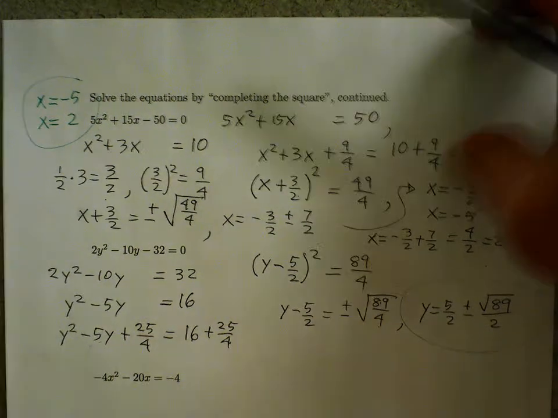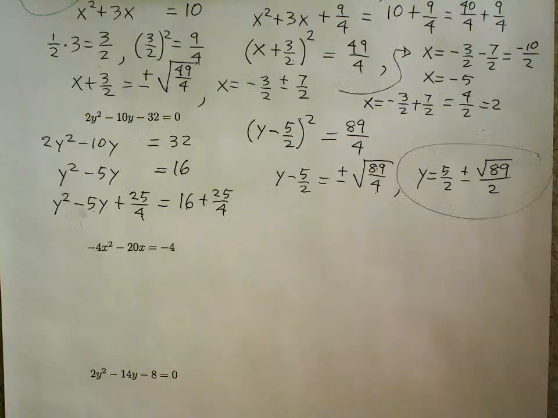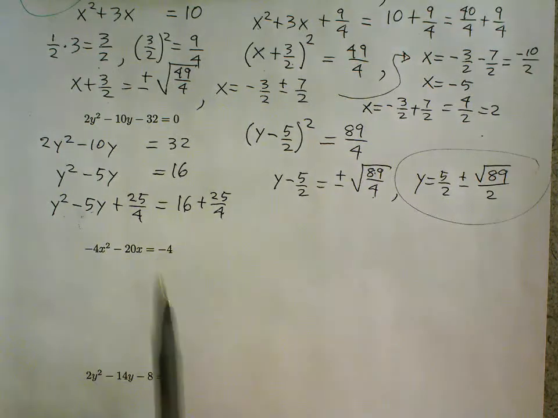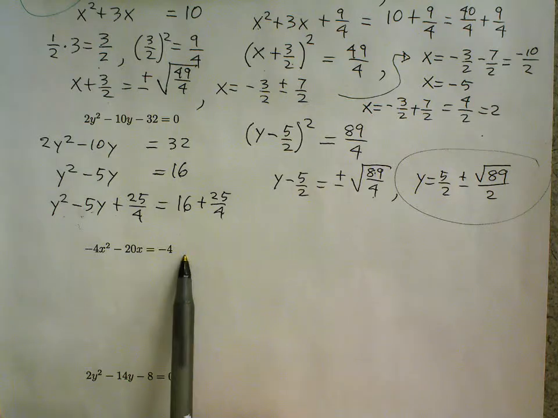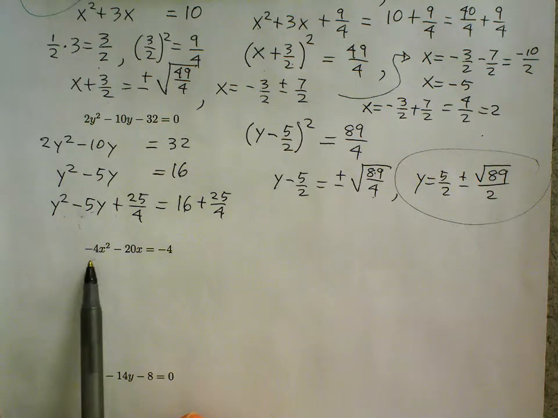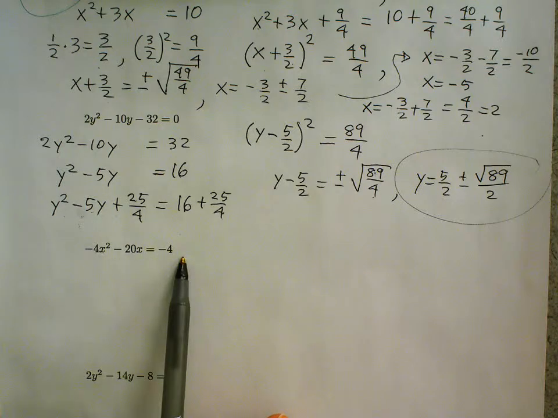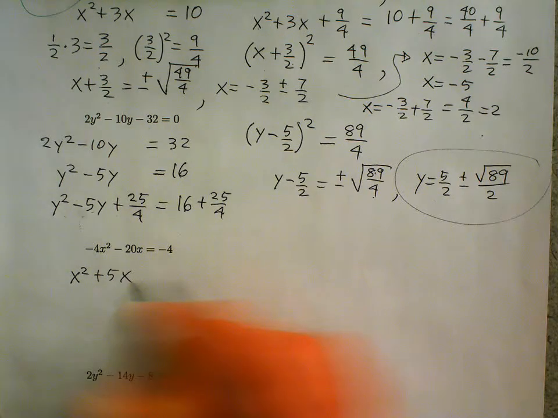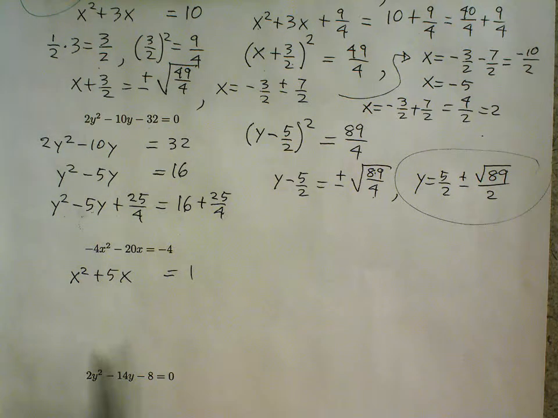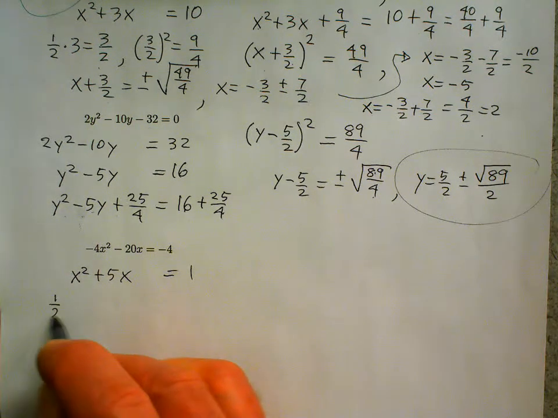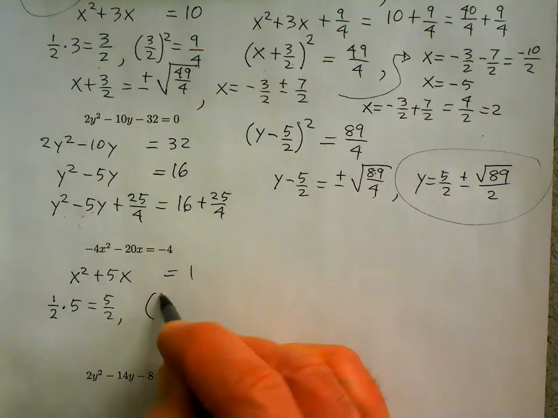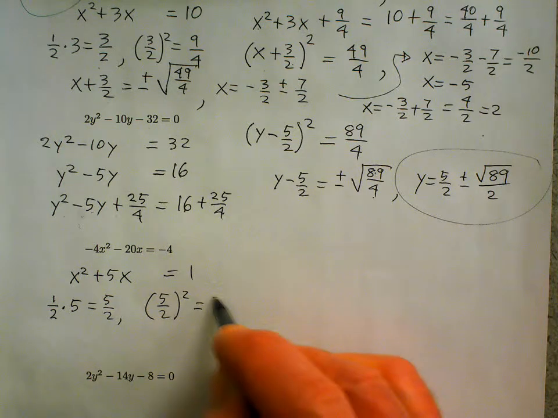Okay, the next example. Negative 4x squared minus 20x equals negative 4. The constant is already on one side, so we can begin by dividing every term on both sides by negative 4. And when we do that, we get x squared plus 5x equals 1. Now that the coefficient of x squared is 1, we can complete the square. We're going to take 1/2 of 5, which is 5/2. Then we square 5/2 to get 25/4.